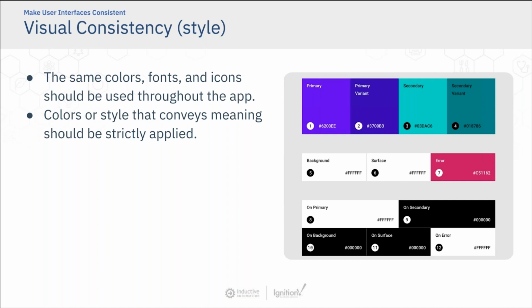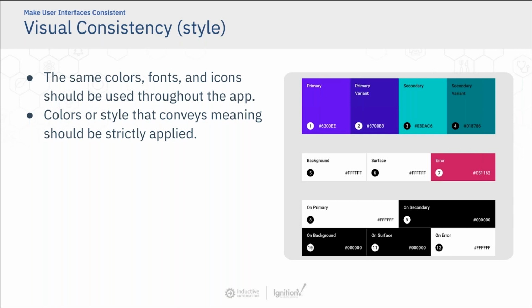So the first side of the coin is visual consistency or style. Your visual style should definitely be consistent across your application. You want to be using the same colors, fonts, icons all throughout the product. For example, a submit button on one page of your application should look the same on every other page. You don't want folks having to guess what button does what because it looks different or is treated visually different in different places.